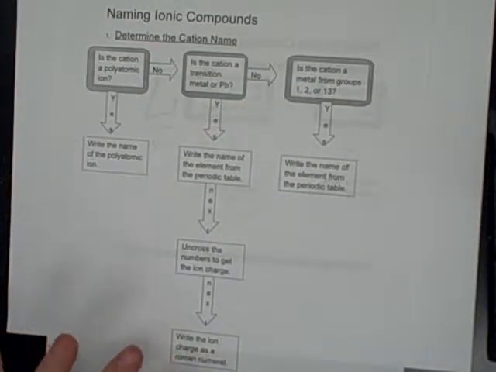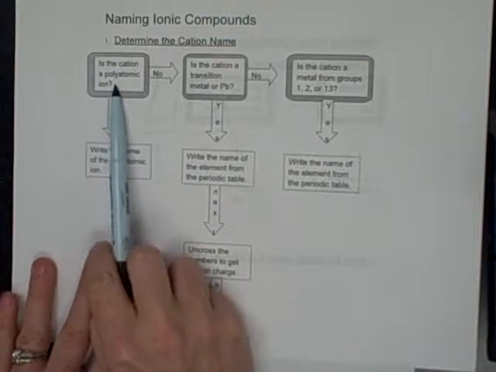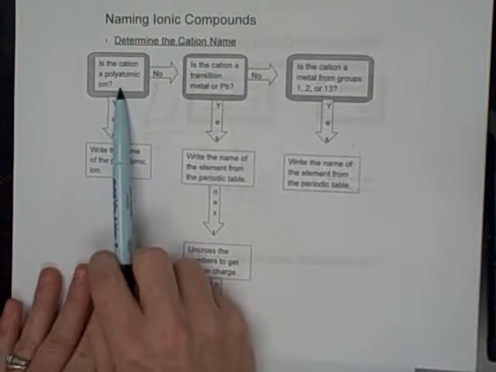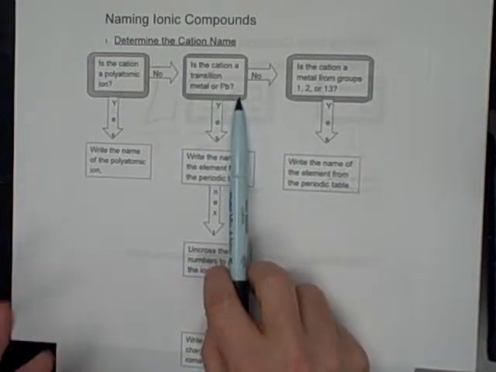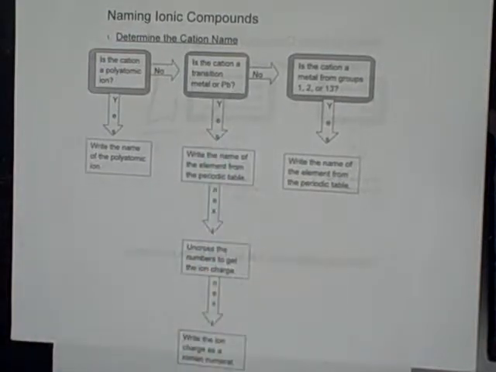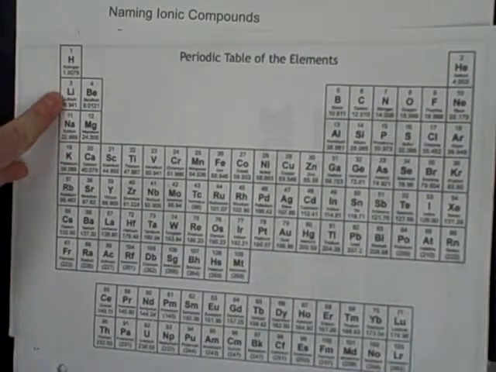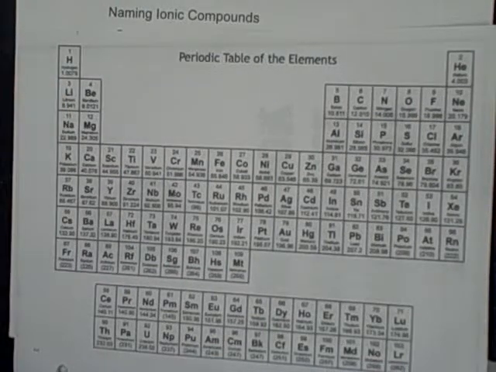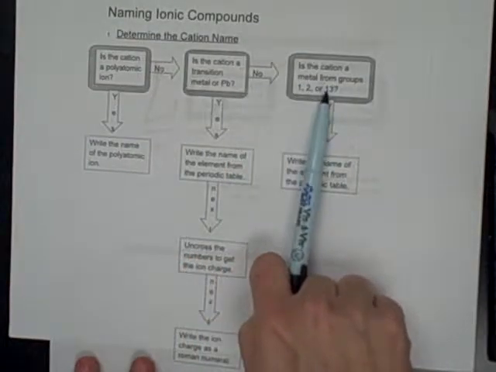We can start on the cation name side, which is the first name. Is the cation a polyatomic ion? No. So we move one to the right. Is the cation a transition metal or lead? Well, let's look it up on the periodic table. So Li appears here in group 1, which means it's not a transition metal. So the answer is no. We move one to the right.